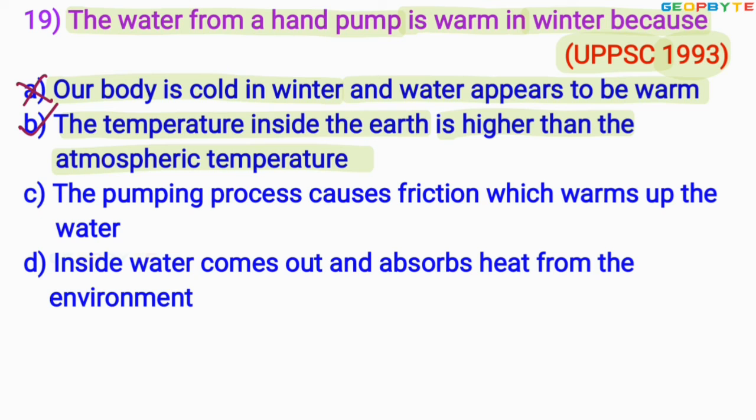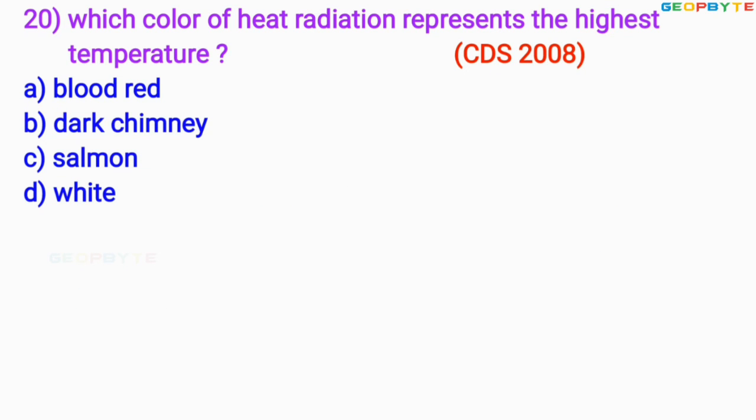Let us move to the last one. Look at the last one. Asked in 2008 for CDS exam. Which color of heat radiation represents the highest temperature? Option A, blood red. Option B, dark cherry. Option C, orange. Option D, white. Dear friends, remember, the correct answer is option D, white. I hope you got my point.